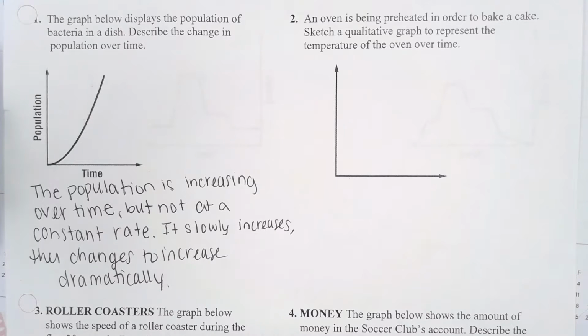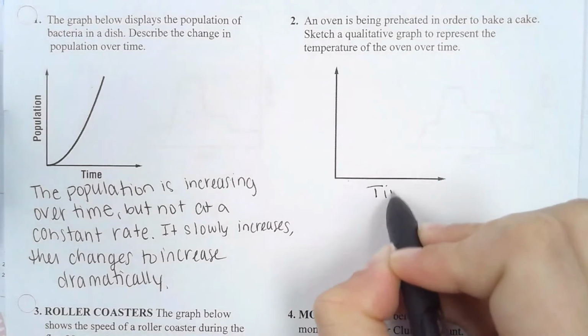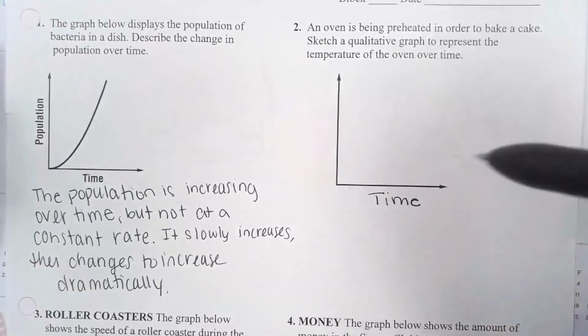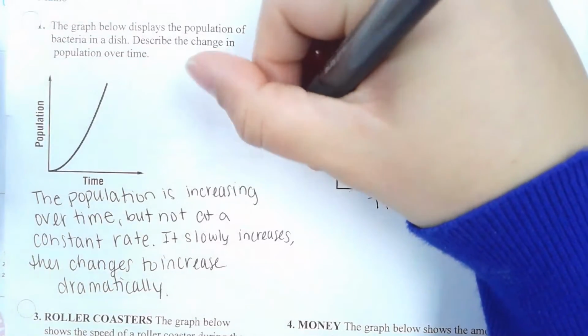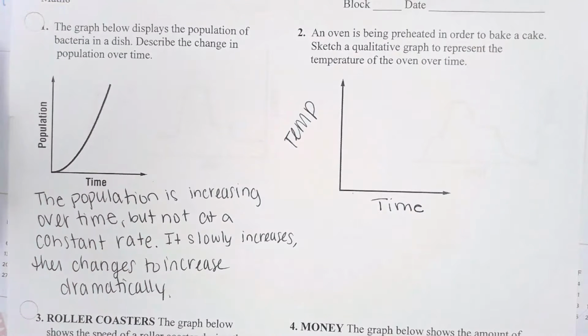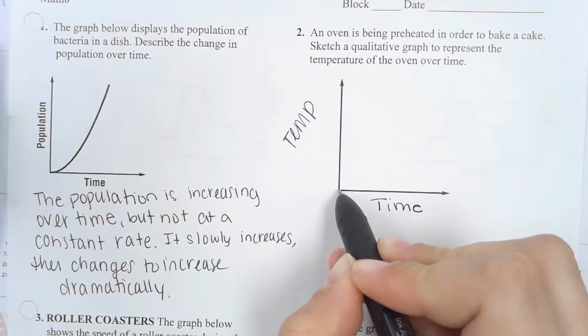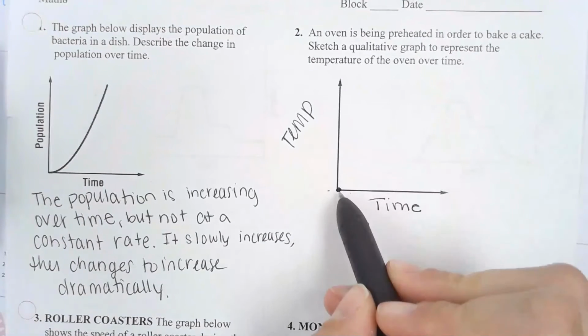Alright, next one. An oven is being preheated in order to bake a cake. Sketch a qualitative graph to represent the temperature of the oven over time. So over time, time is going to be our x-axis down here, and the temperature of the oven is going to be our y. So think about when you are preheating an oven, your temperature at the time is going to start down here. So this will be like your normal temperature, like where it starts at.